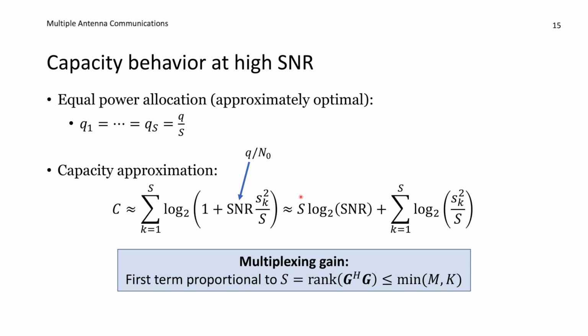At high SNR, the capacity is growing as log 2 of SNR multiplied with the number of subchannels that we're having. So the first term is proportional to S, which is the rank of the matrix. And it's smaller or equal to the minimum of the number of transmit and receive antennas. So the minimum of that is putting a limit on how many subchannels we can have in a system like this. And if G is a good matrix in the sense that it has full rank, then we are getting a multiplexing gain that equals the minimum of the number of transmit and receive antennas. And in some cases G might be rank deficient, then we are losing some of the multiplexing gain.